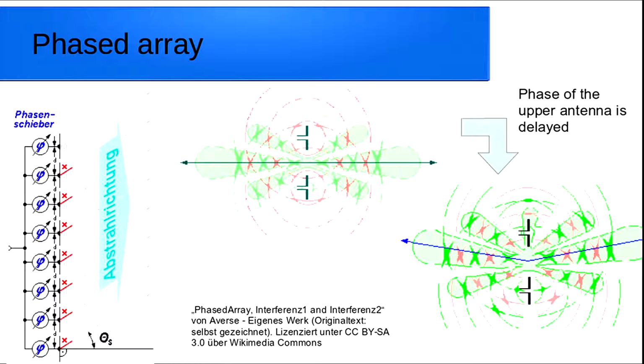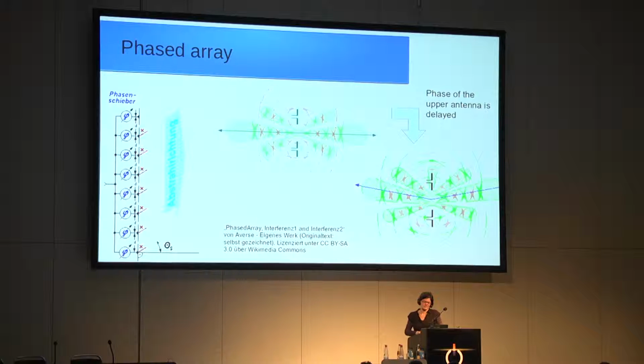Or the direction of propagation. Here is another example. We got two antennas. If we put signals on each antenna with the same phase, the main lobe of this array equals the main direction of each antenna. So it's going straight forward in this direction. In the other case, if we delay the phase of the upper antenna slightly, then the lobe moves up. The lobe of the antenna array moves up.